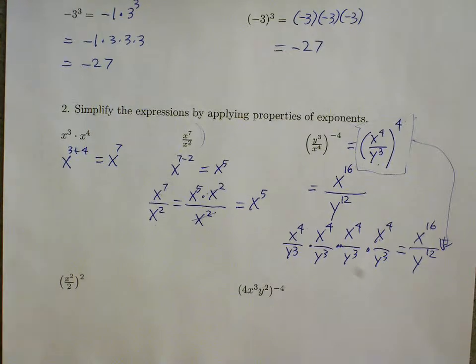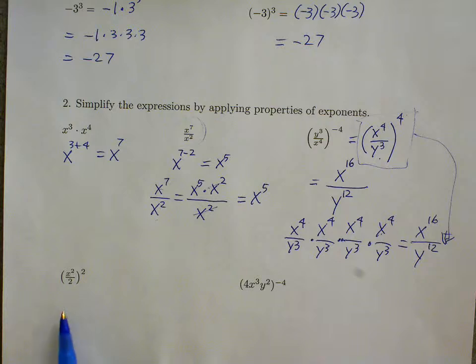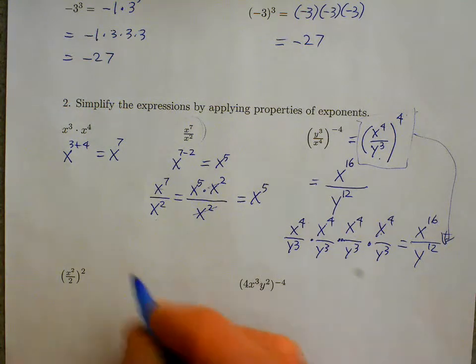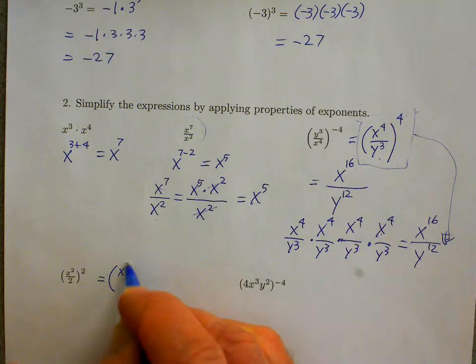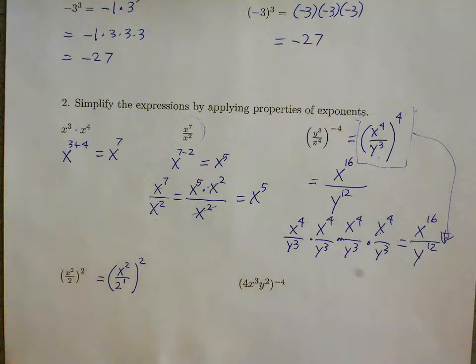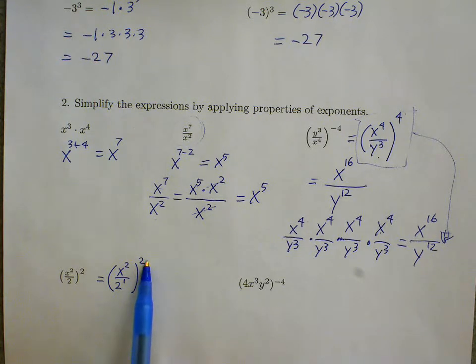Okay, the next one, here we have in parentheses x to the second over 2, and it's raised to the power 2. So you can think of 2 in the denominator as 2 to the first power. And then we apply this quotient to a power property. We're going to multiply the outer exponent 2 times each of those exponents.